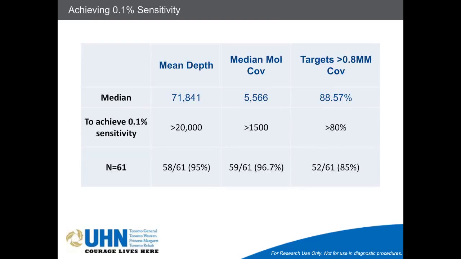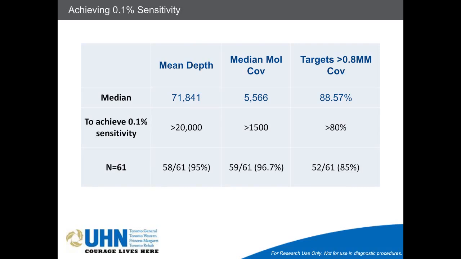So as I mentioned, one of the real challenges of cfDNA is being able to achieve a very low limit of detection. And so there are certain criteria within the assay that help you understand if your data is of a high enough quality to have achieved a 0.1% sensitivity. And those key criteria are shown here.